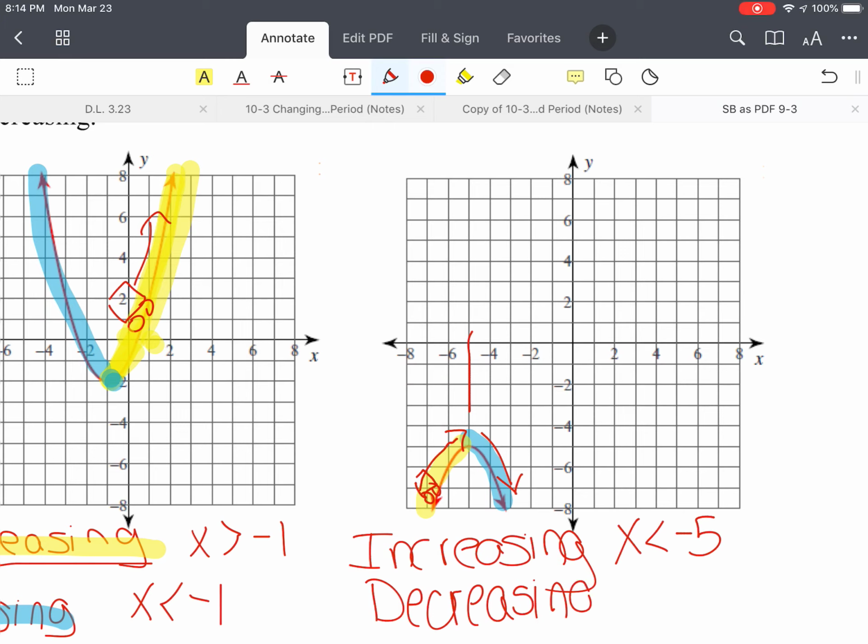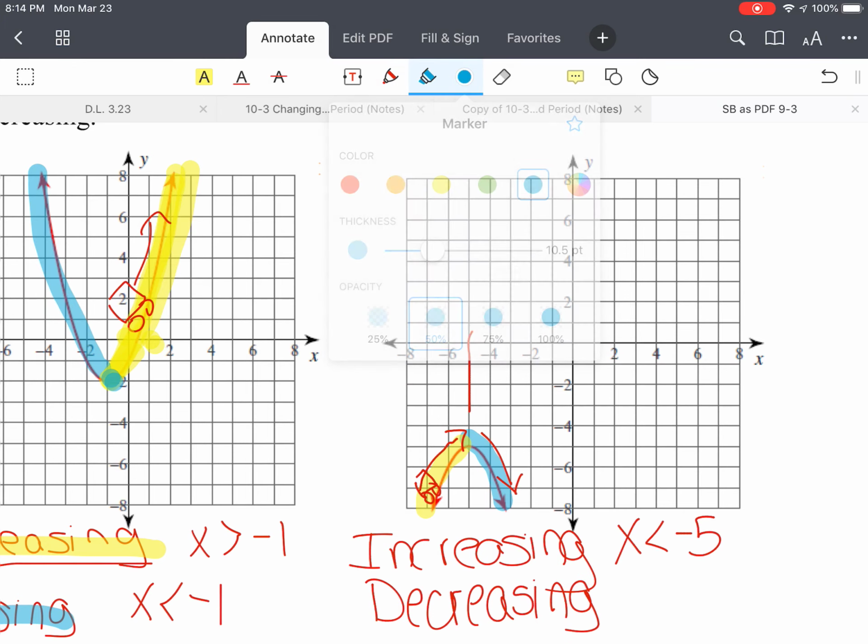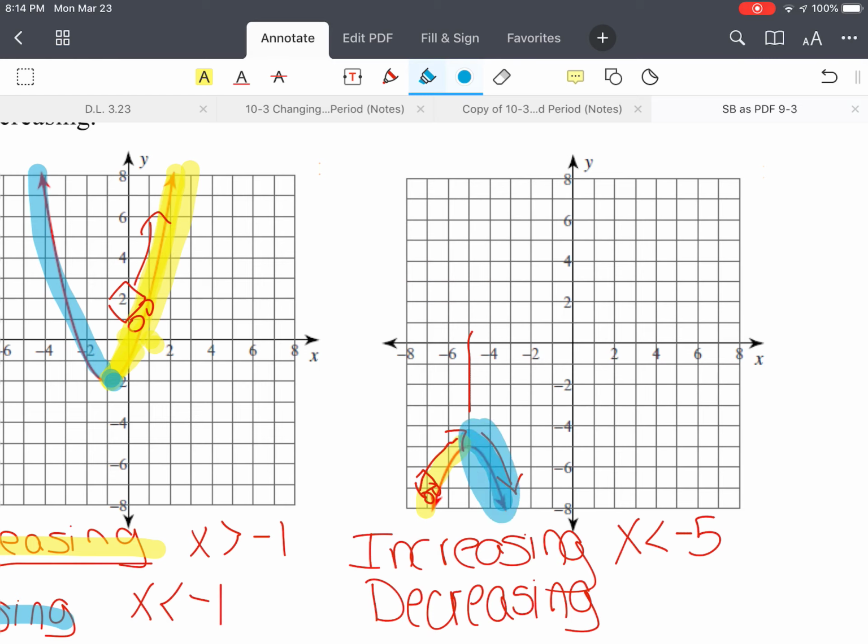Again, I want to give my x values. So I am decreasing the entire blue section, this whole part, right? So if we give our x values, it's when x is -5, -4, -3, and it keeps going. So when x is greater than -5.